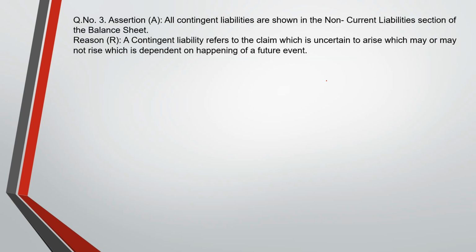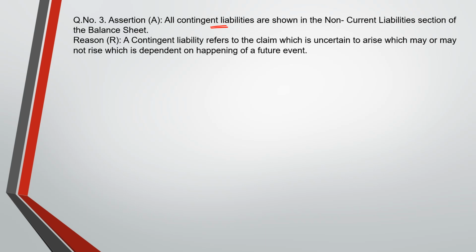Then we go to the third assertion and reason question. Assertion is: all contingent liabilities are shown in the non-current liability section of the balance sheet. This is not right. Contingent liabilities means what? The liabilities which you think might be incurred in case of an event occurring or not occurring. For example, if a case is pending against a company, then it is possible that if the case goes against the company, it will have to pay, or if it goes in its favor, it will not have to pay. So that is a contingent liability. Here, the liability arising depends upon the uncertain event of the case being decided in the court.